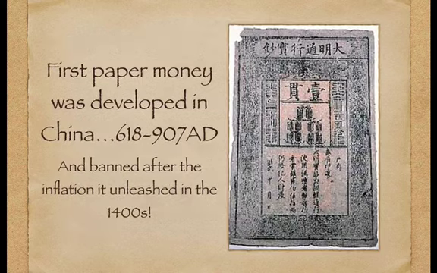Now, the first paper money was developed in China around 618 to 907 AD. It was quite popular, but it was banned after the inflation that it unleashed in the 1400s. The Chinese government, the emperor, said, no more paper money, not good. Right? The West could learn from this, but unfortunately China has gone back to paper money and is suffering, interestingly, inflation again.